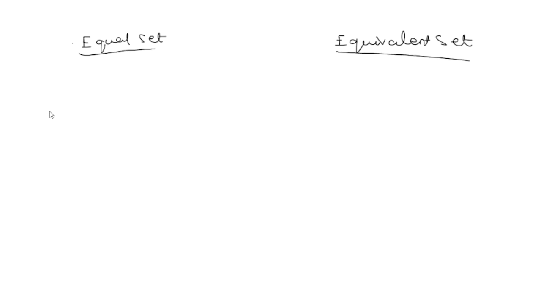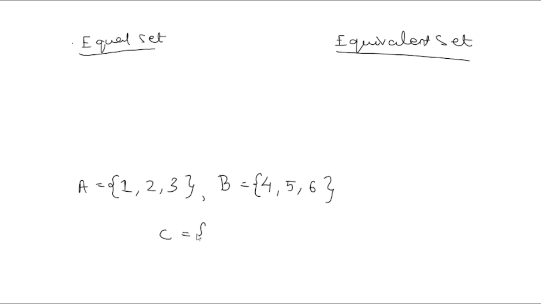Suppose I have three sets. A equal to 1, 2 and 3. B equal to 4, 5, 6 and C equal to 3, 1 and 2. Now compare the elements. In all the cases, the cardinal number is 3. That means the number of elements present in each set is 3. So the cardinal number of each set is the same.